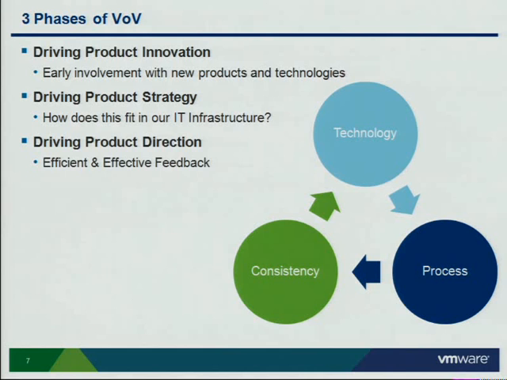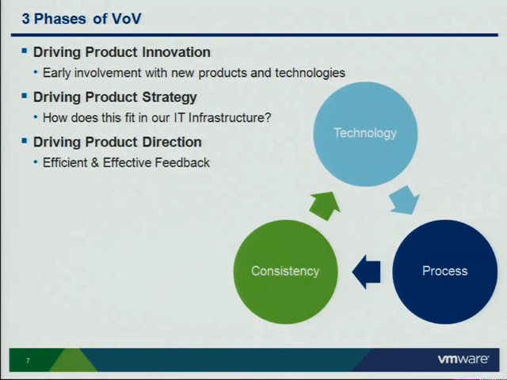And then driving product direction, efficient and effective feedback is basically coming correct to the R&D community, saying, this is the stuff we think's different. Here's some bugs that we've found. We triage them with them. We go through the whole process of deciding if it's an environmental thing or if it's an actual bug in the code.